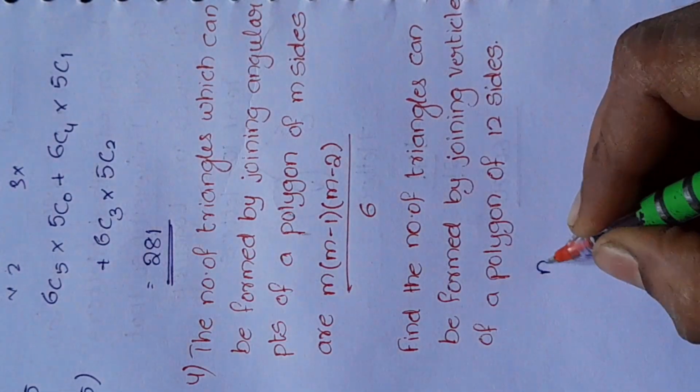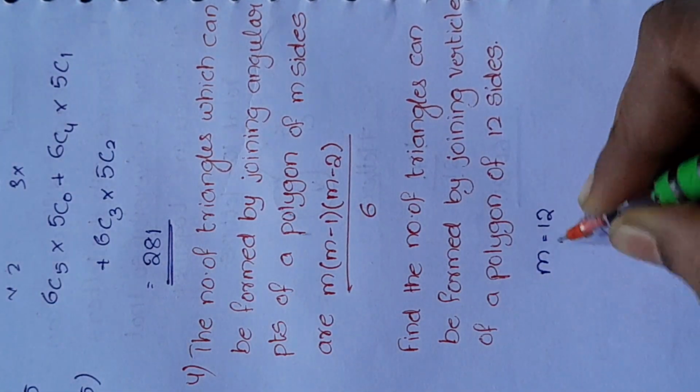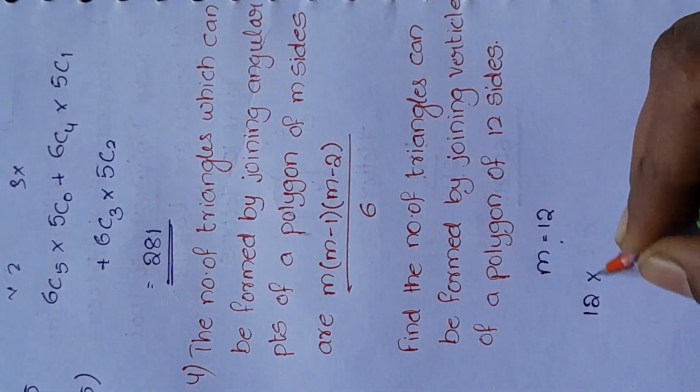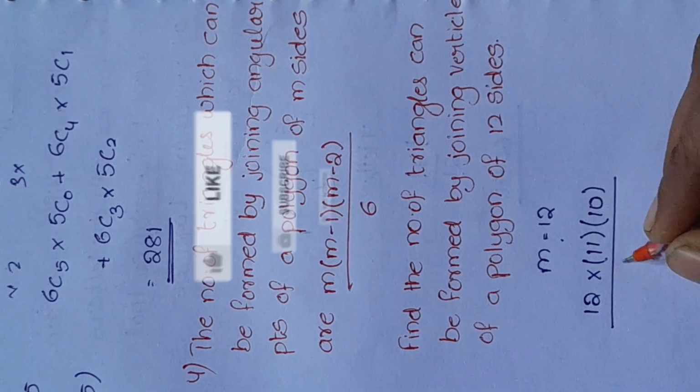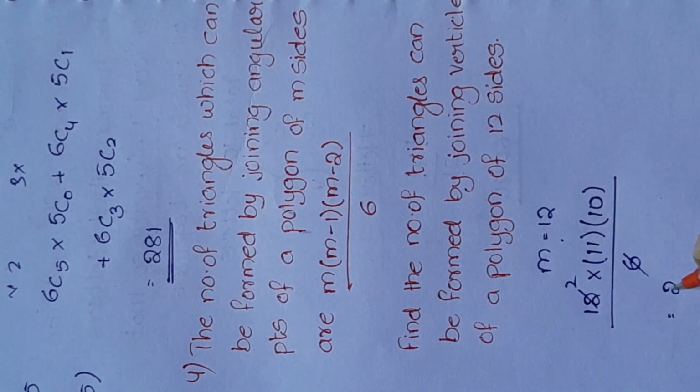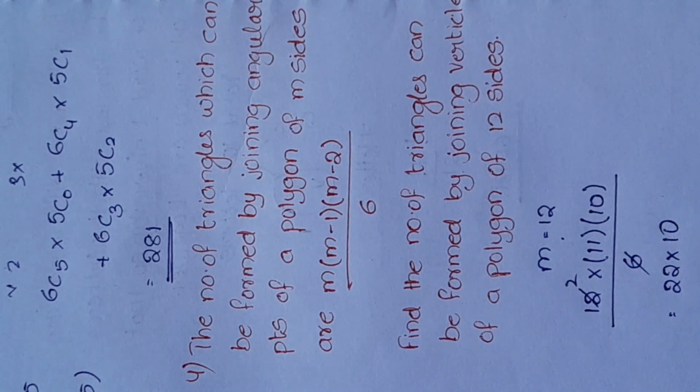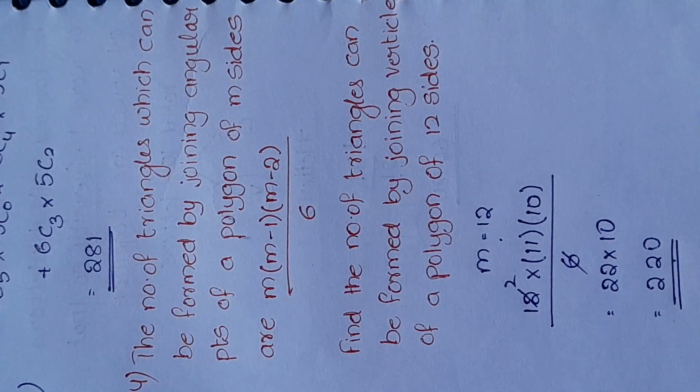Here the value of m is 12. So substituting the value of m in this formula, 12 into (12 minus 1) is 11 into (12 minus 2) is 10 by 6. That is 22 into 10. So the number of triangles formed is 220.